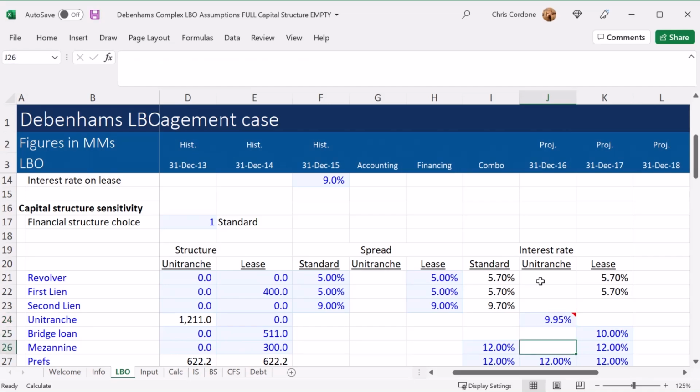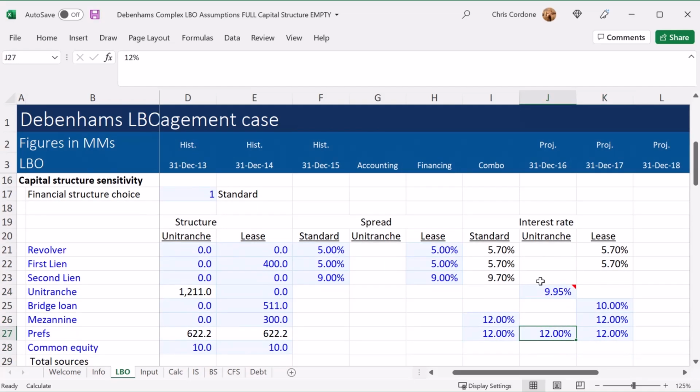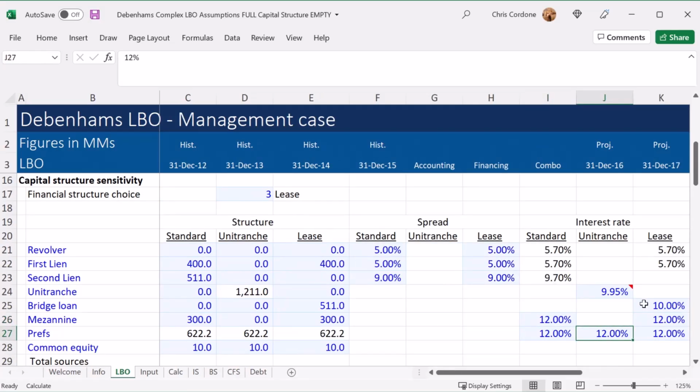And then, of course, we've got our interest rates here as well for mezzanine in the case of the standard and the lease, and the return for the preference shares at 12%.